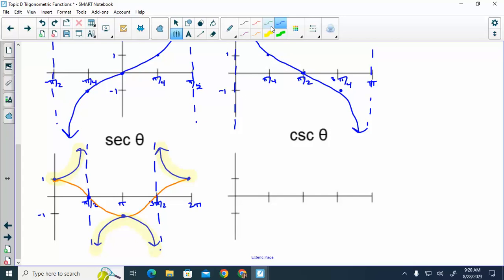Let's look at the last one. Cosecant is the reciprocal of sine. So to draw it, we start with the sine graph. So we're lightly drawing in sine. Sine of 0 is 0, sine of pi over 2 is 1, 0, and 1, 0.